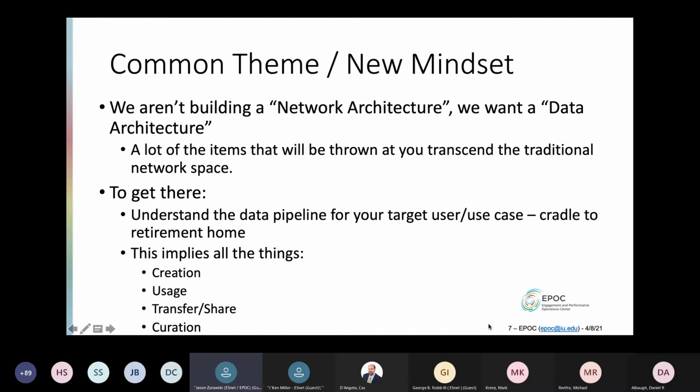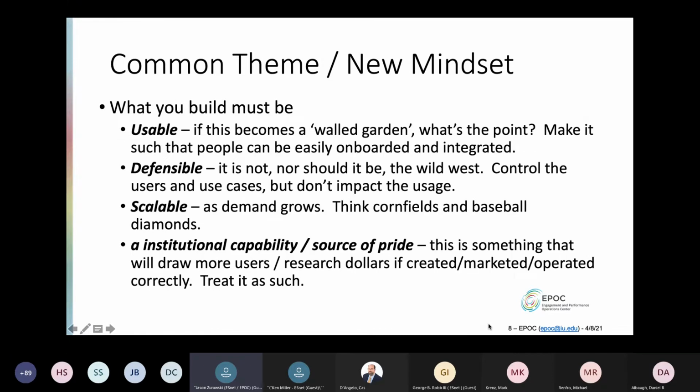It's creation, it's usage, it's transfer and sharing, it's curation, and then all the other steps that are associated with those. But those are the major portions of it. And whatever you do, whatever you build, it must be usable. If it's not usable, it becomes this walled garden. And if it's a walled garden, what's the point? Nobody can get in there and enjoy it.